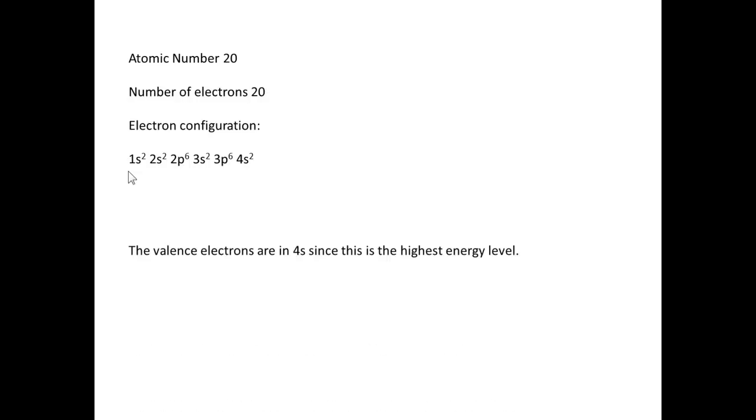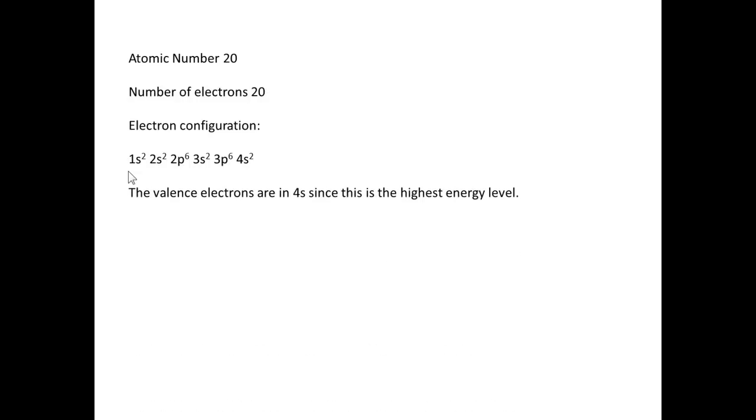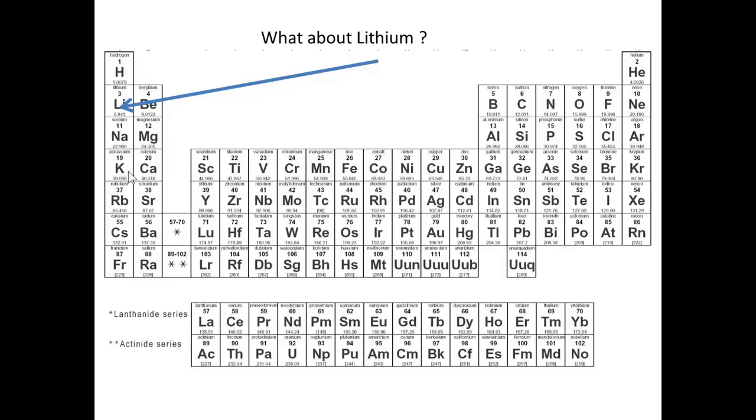How about something like calcium? Atomic number 20, number of electrons 20, so what's our electron configuration? 1s2, 2s2, 2p6, 3s2, 3p6, 4s2. So the valence electrons are those in the highest level, and the highest level is going to be the 4s2. There are only 2 electrons there, so we'll have a valency of 2. So we can draw in our Lewis dot configuration. It's simply going to have 2 electrons there.